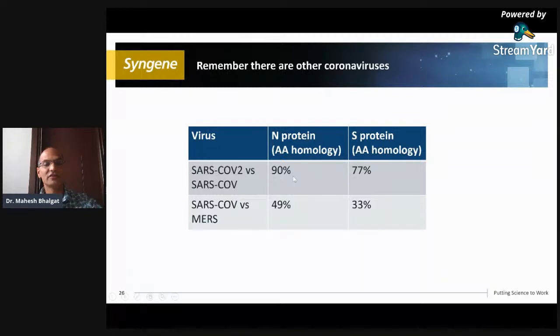What this tells you is that you have a better chance of picking up specific antibodies against SARS-CoV-2, in comparison to each of these, if you use the S protein versus the N protein, given that some of the amino acid sequences are going to be much more common between SARS-CoV-2 and SARS-CoV-1 or MERS.